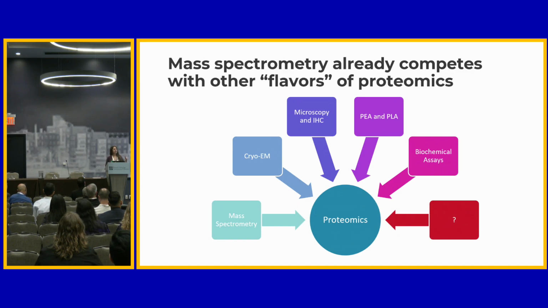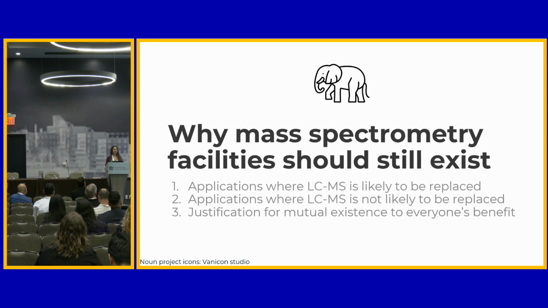Proteomics is not just measuring of a protein, but we can consider how protein chemistry and protein measurements include other potential core facilities like a cryo-EM or biochemical assays. So let's just address the elephant in the room. Why should we still have mass spectrometry cores? Why should we still have mass spec facilities, right?